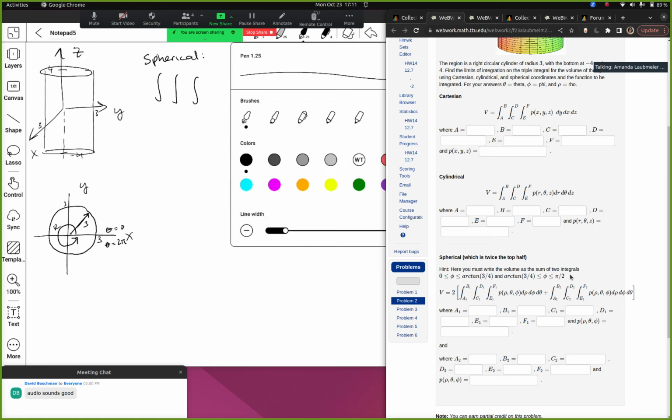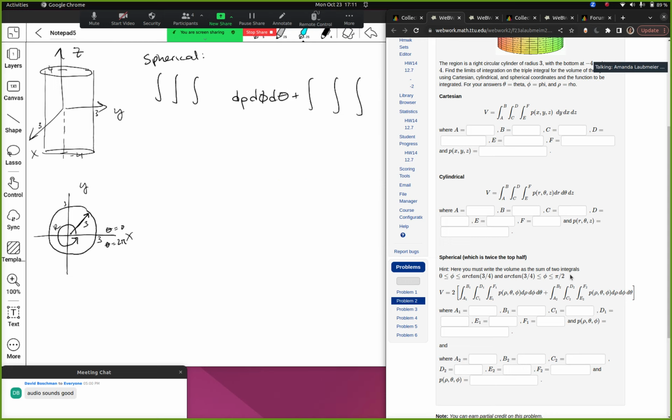And phi, if you all remember, phi starts along the z-axis and then rotates down towards the xy plane. So right here is actually going to be the angle phi that we end up splitting things by. Arctan 3/4.